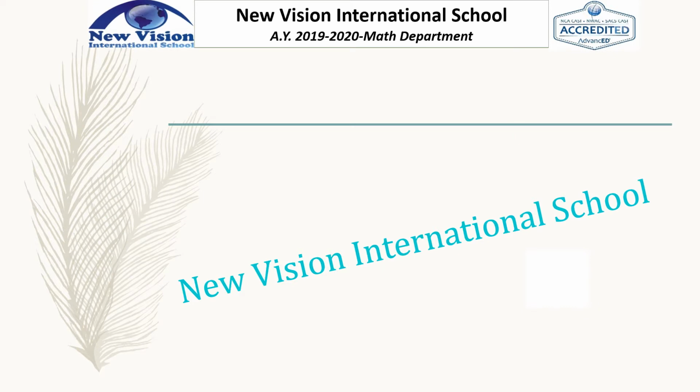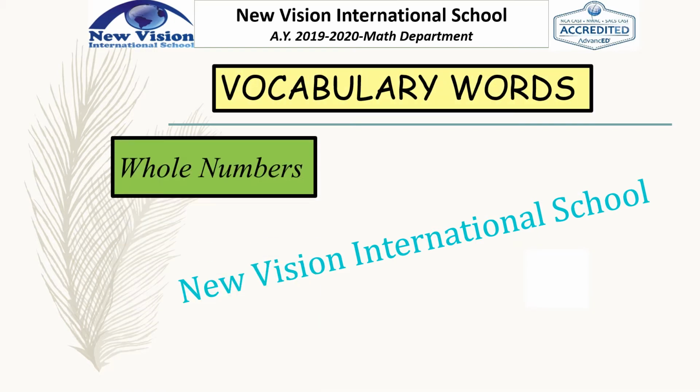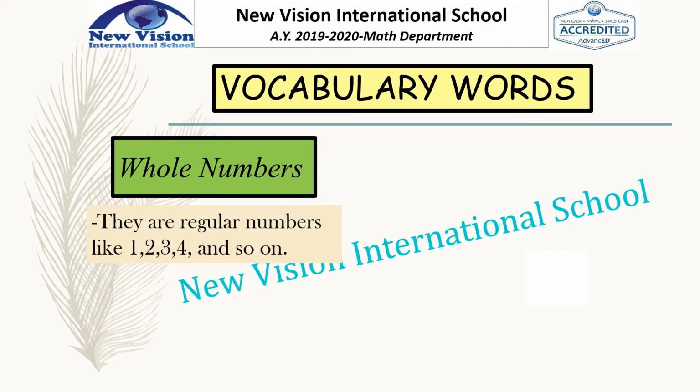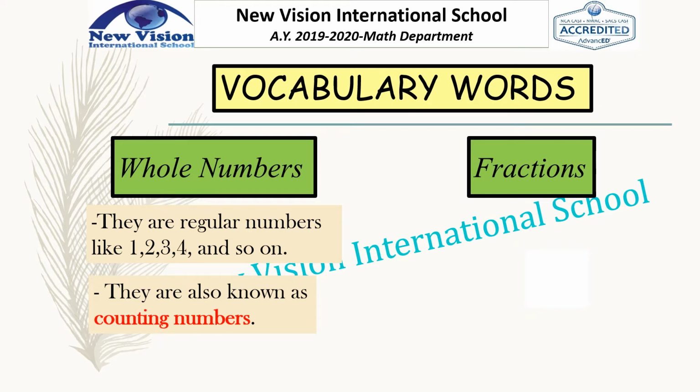As mentioned in the first part of the video, we have the vocabulary words. We have whole numbers. What are whole numbers? They are regular numbers like 1, 2, 3, 4, 5, and so on. And they are also known as counting numbers. Repeat after me, whole numbers. Good job. Now another word is fractions. Repeat after me, fractions. So fractions are parts of a whole.